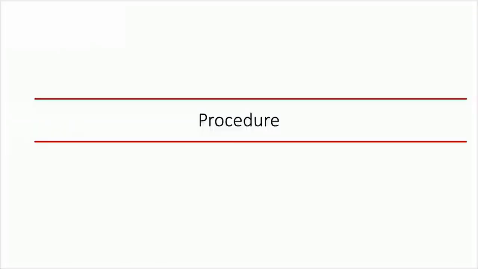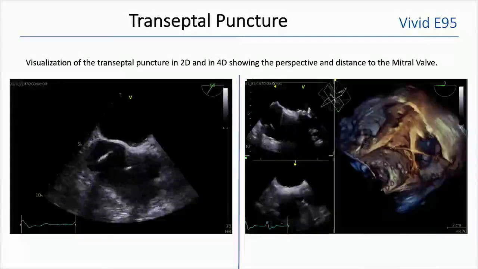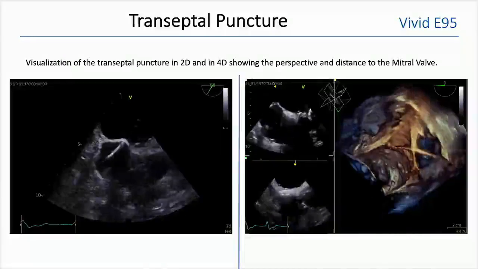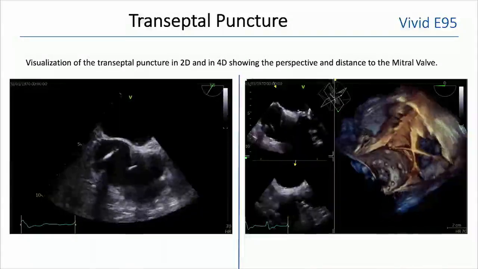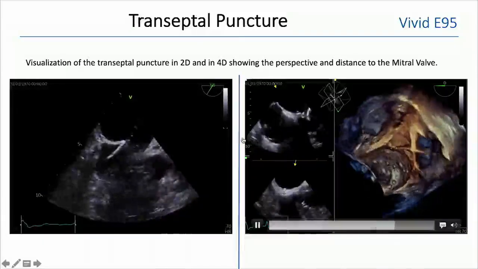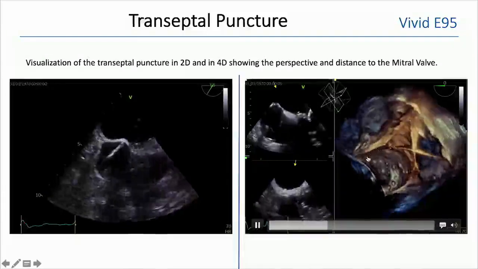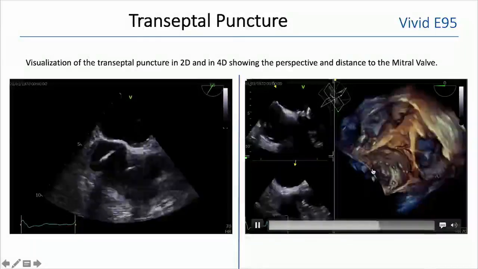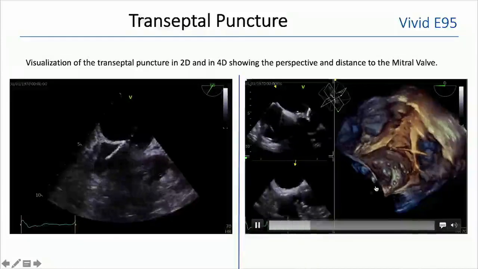So let's move on to the procedure itself and how all of this sophisticated imaging technology was used. So we visualized the transeptal puncture both in 2D and 4D and showed the perspective and distance to the mitral valve. And you can see here the transeptal puncture and the catheter passing down, and you can see the superior margin of the prosthetic valve over here through the left atrial appendage view.